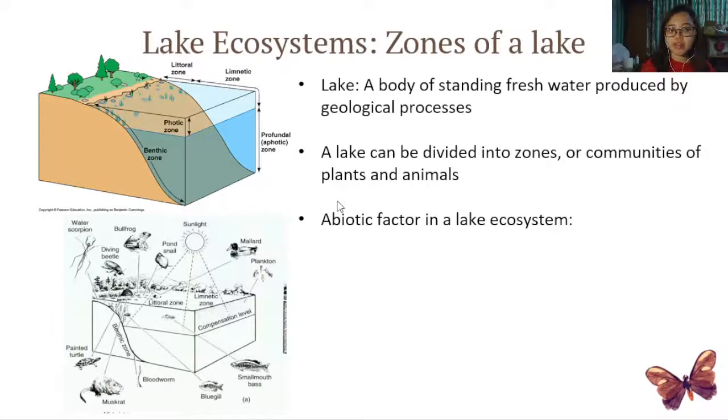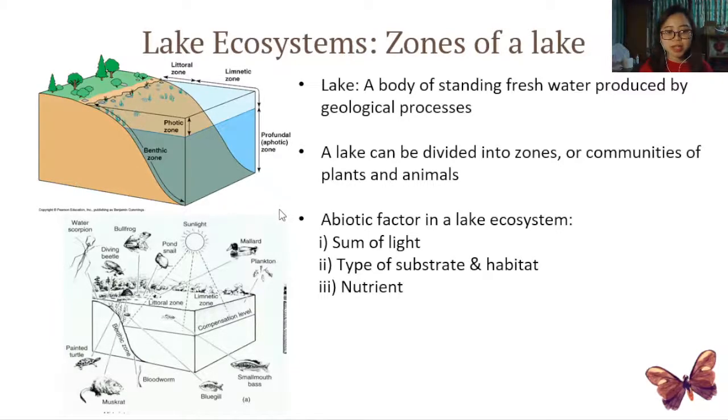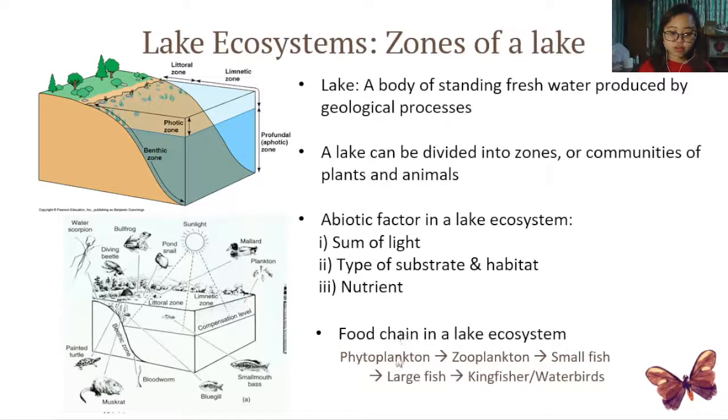The abiotic factors in a lake ecosystem can be the amount of light, the type of substrate and habitat, and the nutrients. And when we're talking about lake ecosystems, we'll also be looking at the food chains. An example of a food chain in lakes is phytoplankton, eaten by zooplankton, eaten by small fish, eaten by large fish, and large fish eaten by birds such as kingfishers or other water birds.